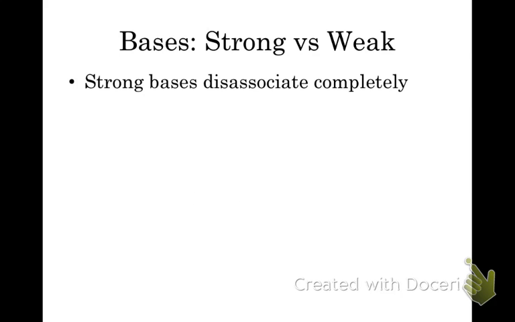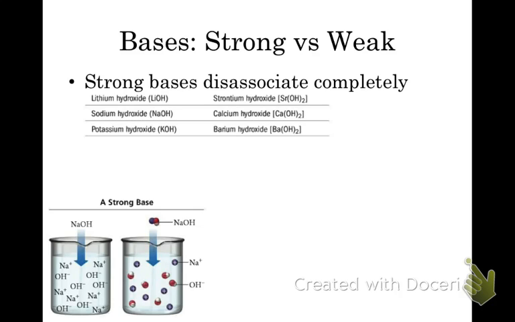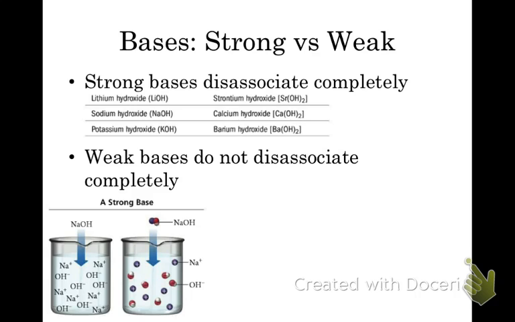For bases, just like for acids, the strong bases will dissociate completely, or break up completely. And here are your 6 strong bases. The example here is NaOH. You'll find that NaOH breaks up completely into Na+ and OH-. You won't find any NaOH stuck together in that solution. The first 3 on Table L are going to be your strong bases, so make sure you highlight that for yourself and make a key.